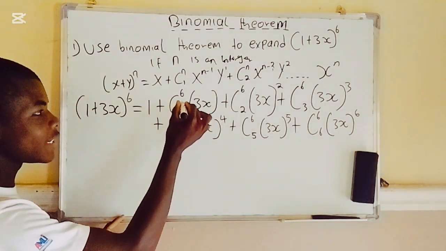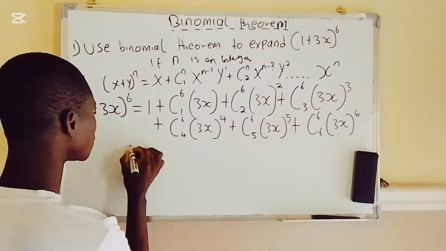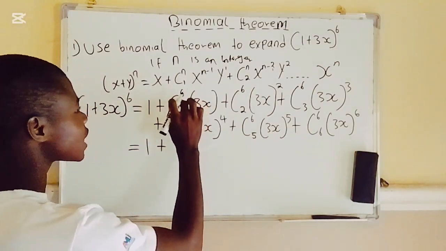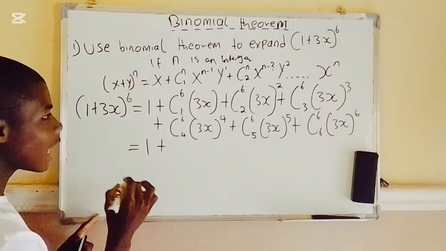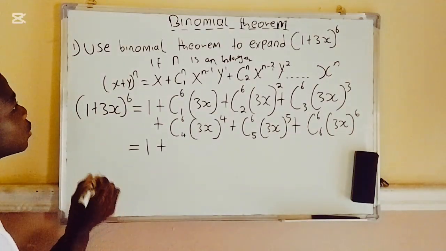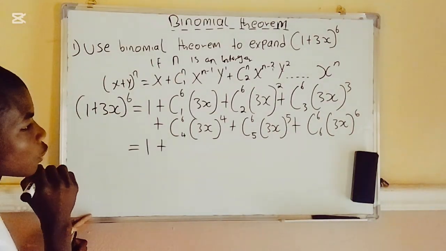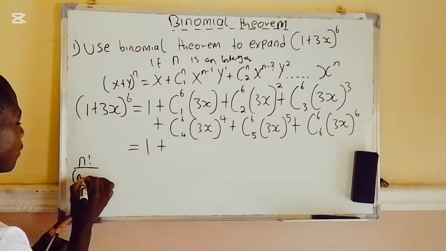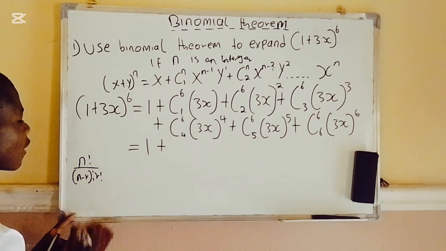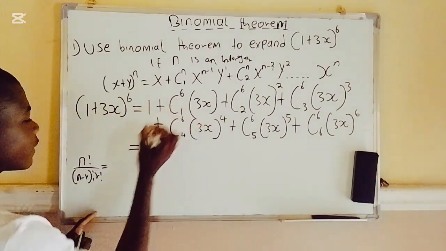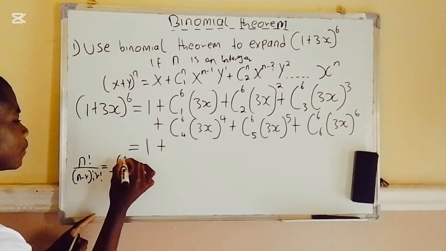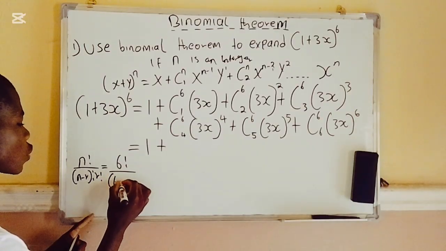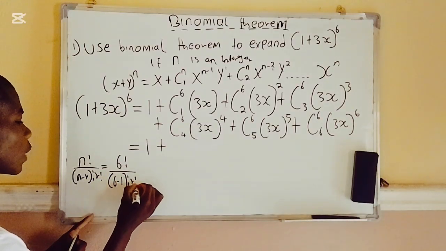How can I find this 6 combination? First, this term will be equal to 1. What is the value of 6 combination 1? The formula of combination is n factorial divided by (n minus r) factorial into r factorial. It will be equal to 6 factorial, the value of n, divided by (6 minus 1) factorial into r factorial.